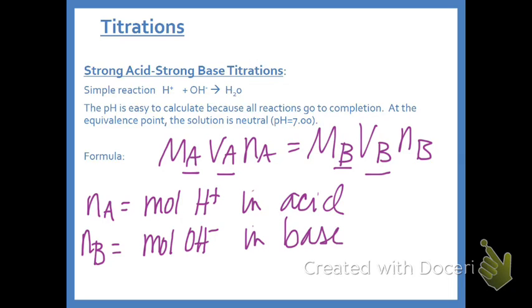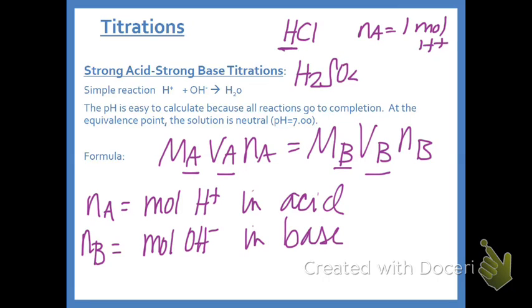So we're not going to be looking at the balanced equation. We're just going to be looking at the formula of the acid and the base. Okay? So for instance, if I have HCl, my NA would be 1 mole of hydrogen, because there's 1 hydrogen in my formula. If I had H2SO4, my NB is going to be, not NB, NA, sorry, 2 moles of hydrogen, and that's because of this 2 right here. Okay?